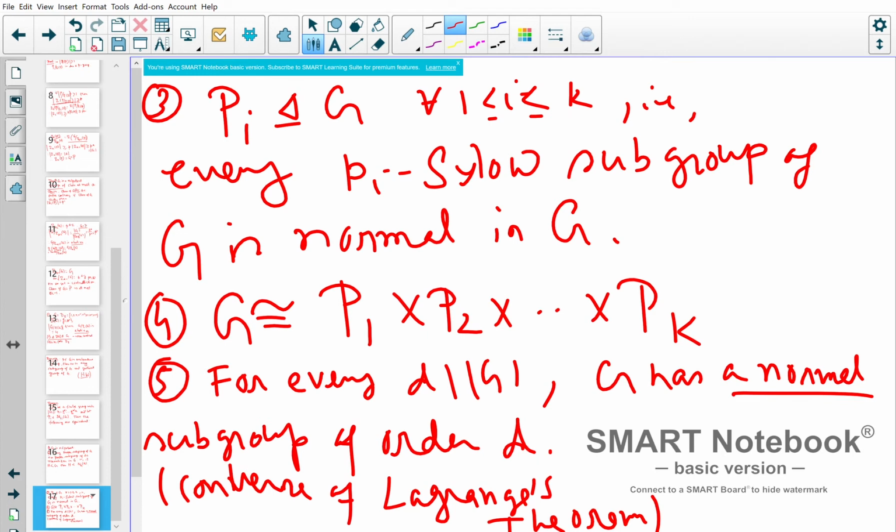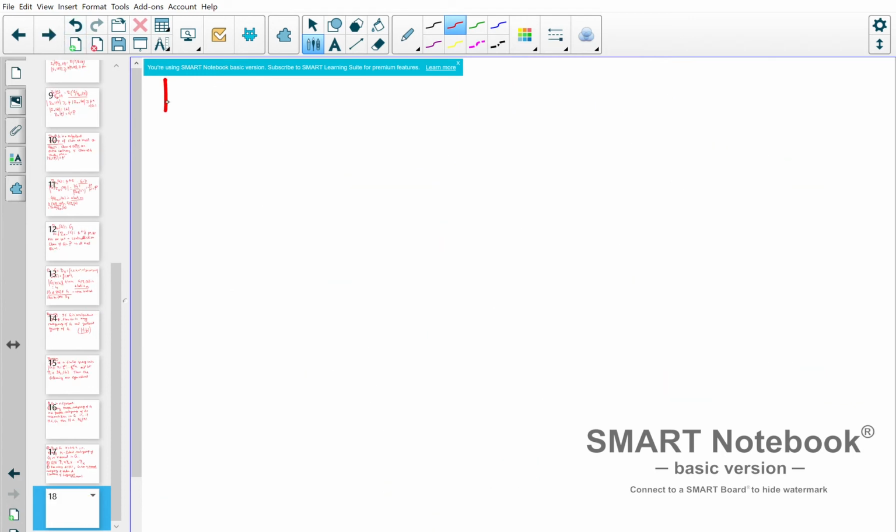Okay, so how to prove this now? 1 implies 2, 2 implies 3. So the proofs: 1 implies 2. So 1 tells that what is given, G is a nilpotent group, and I need to show that the proper subgroups H are actually properly inside the normalizer, right? Now the proof is similar to what we proved for p-groups. Remember, in p-groups we proved that every proper subgroup of a p-group is properly contained inside the normalizer, right? A similar proof we can do.